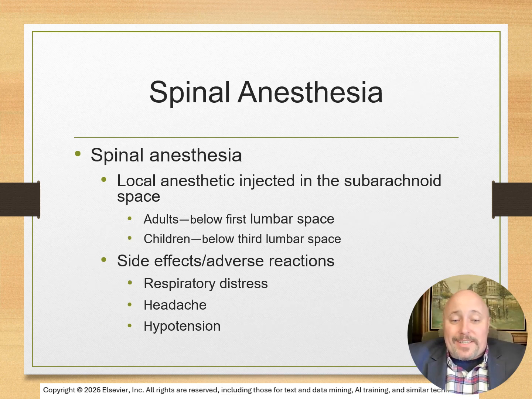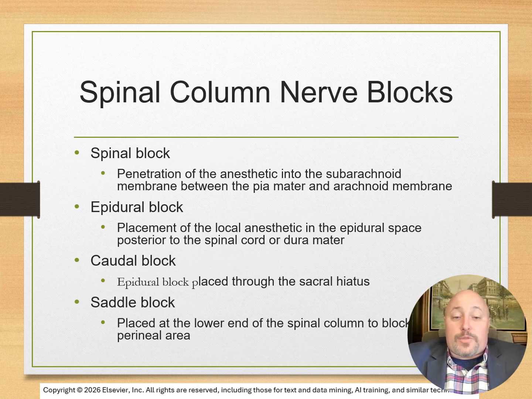Spinal anesthesia. This is a local anesthetic injected into the subarachnoid space. In adults, it's below the first lumbar space, though in children, it's below the third lumbar space. Side effects could include everything from respiratory distress, headache, and hypotension. Spinal column nerve blocks could begin with a spinal block, epidural block, caudal blocks, or saddle blocks, placed at the lower end of the spinal column.